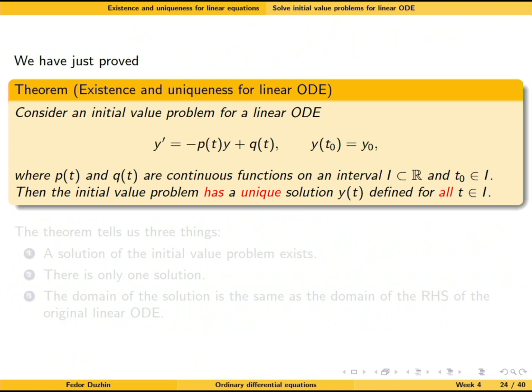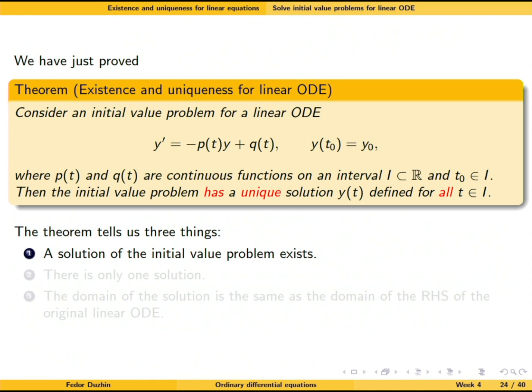In other words, what we have just proved is the following theorem. Suppose that we have the initial value problem for a linear differential equation. Then this initial value problem has a unique solution defined on the same interval as the right-hand side of the differential equation. So the theorem tells us three things. The first thing is that a solution of the initial value problem exists.